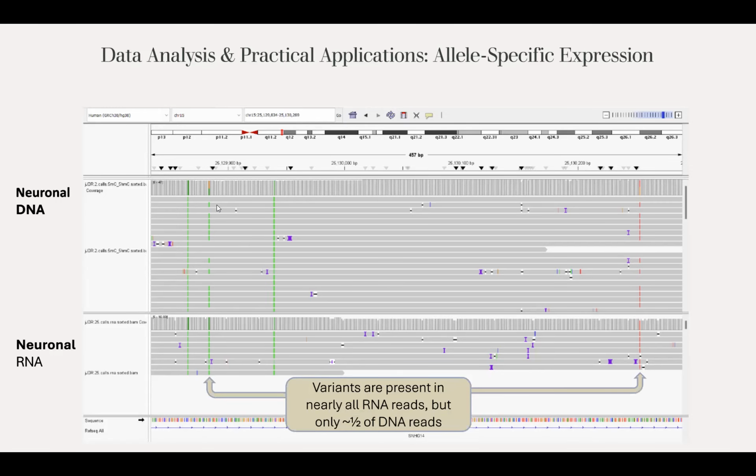However, there are other ones where every single RNA read has this variant present, but in the DNA reads, only about 50% of them have this variant. So this is a really good sign that although there is a variant that is heterozygous in the DNA, only one of those alleles is being expressed in the RNA in this locus. This validates some of our previous experiments, such as nascent RNA FISH, showing that we have recapitulated, hopefully, this epigenetic silencing.